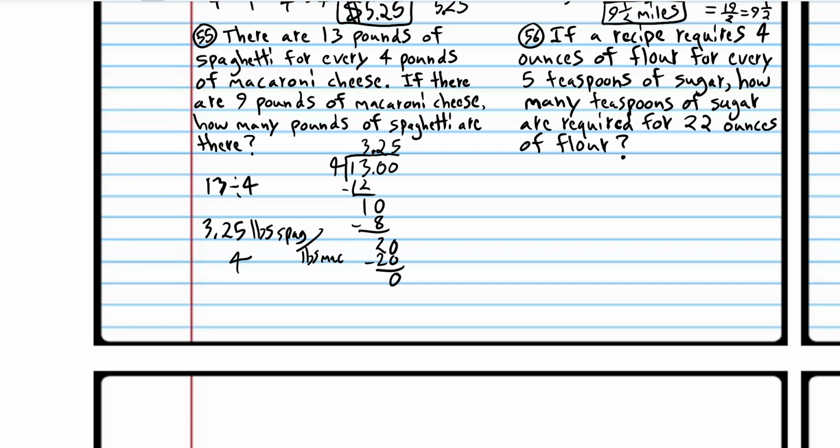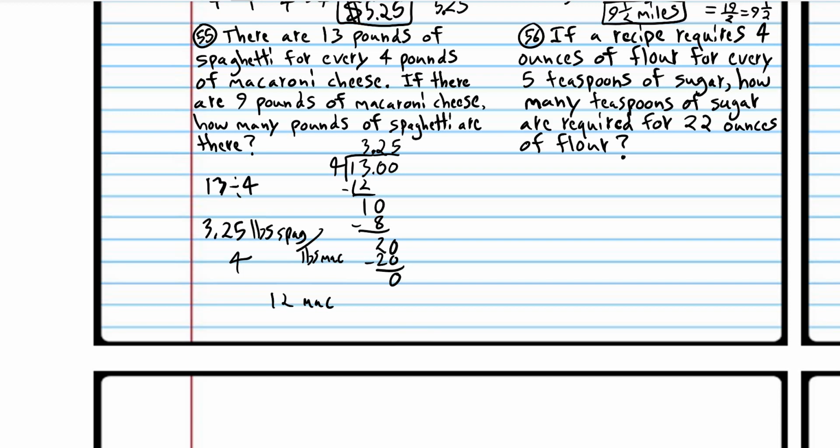And let's say that this number 9, let's change this number 9 to 12. Let's say that that's 12 pounds of macaroni cheese. So if there's 4 pounds of spaghetti for every 1 pound of macaroni and cheese, and there's 12 pounds of macaroni and cheese, how many pounds of spaghetti are there?